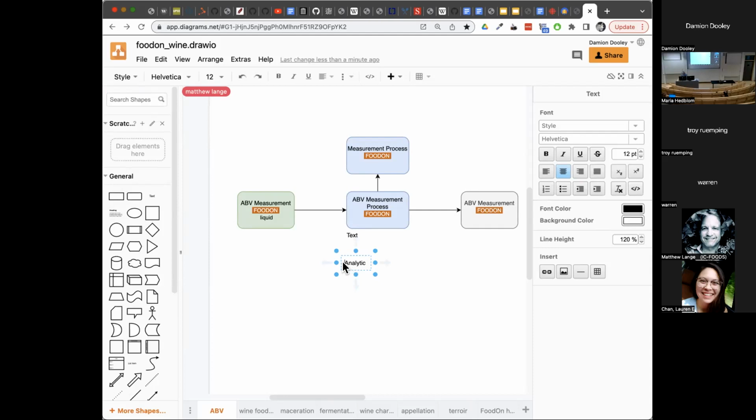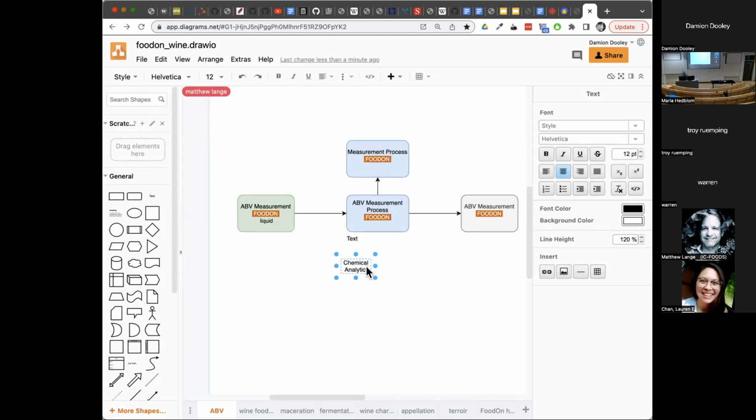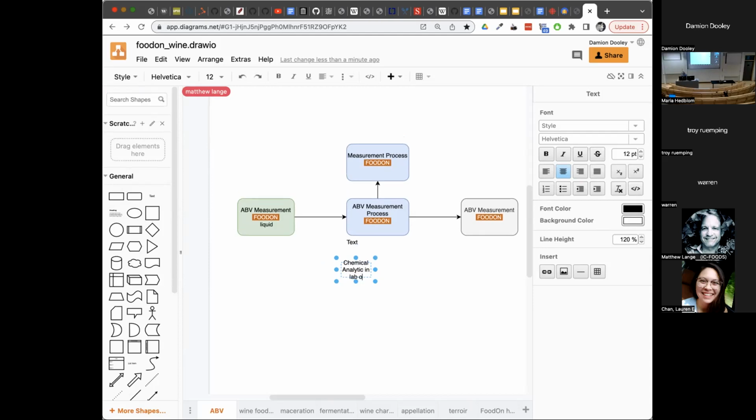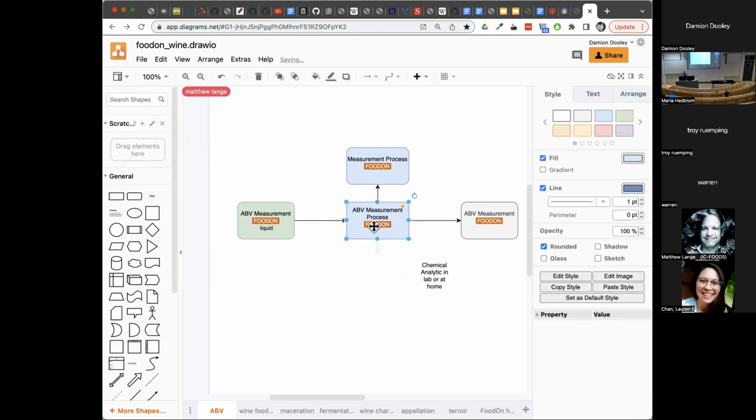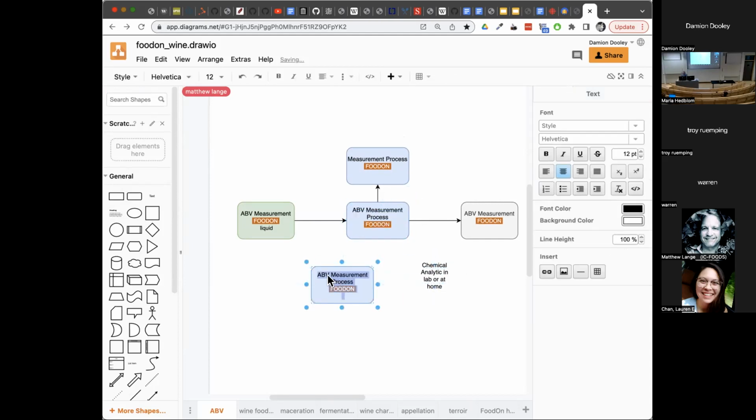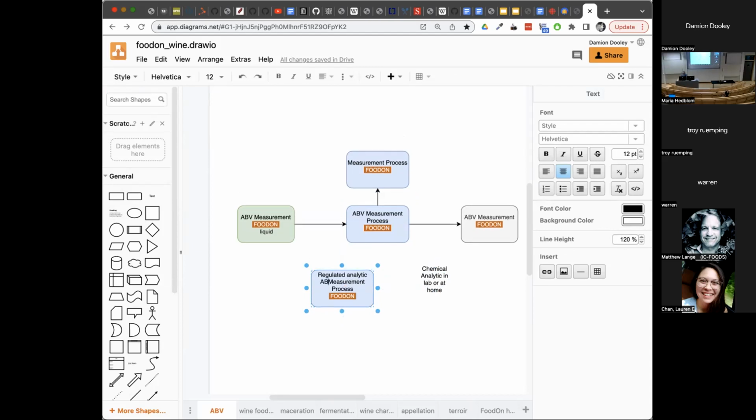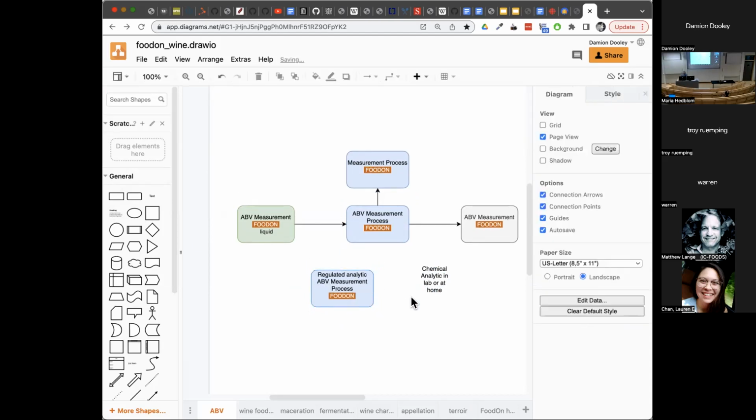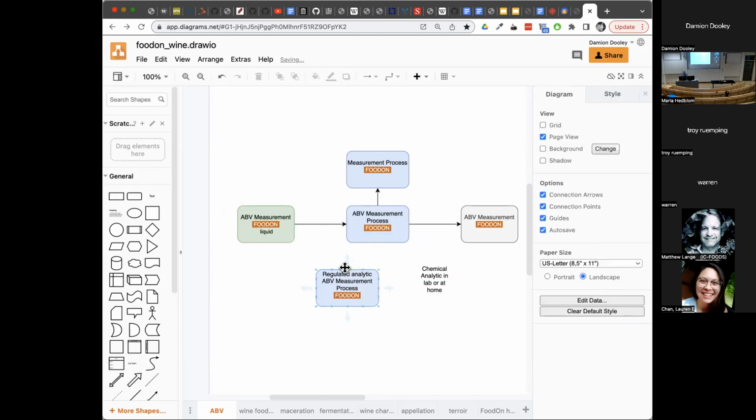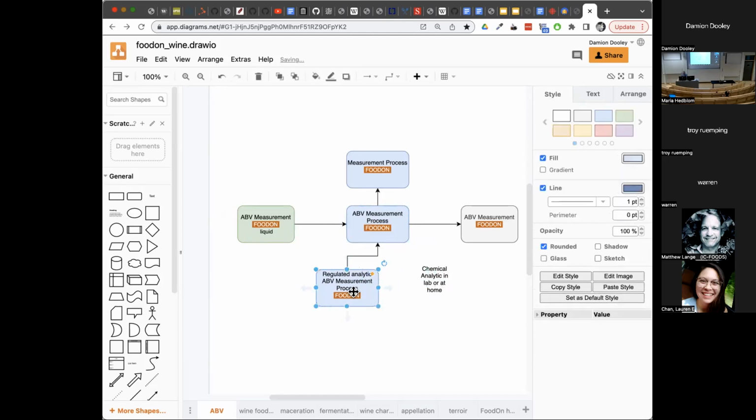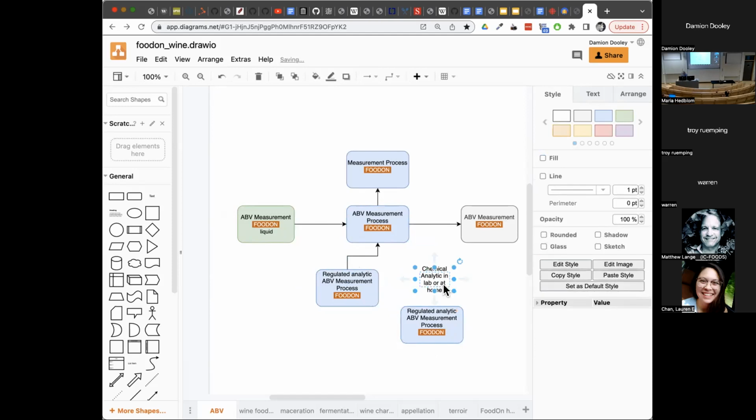Okay. It's not necessarily in a lab. It could be in a kitchen. Lab or at home. Okay, and so what can happen here is when we want to get precise about that, then we can start talking about a regulated analytic measurement, ABV measurement process, and so on, just to make that distinction and make that a subclass of this. And then have the homebrew version as well. If that comes up in discussion.